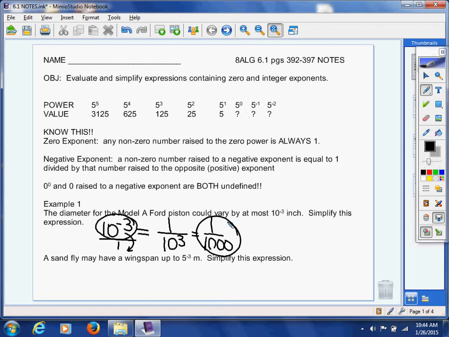And then the sandfly example with the wingspan of 5 to the negative 3 meters. Remember, that's negative up top. So if I want to make that exponent positive, I'm going to bump it to the bottom. Now what's left up top is just an understood 1. 5 to the negative 3 becomes 5 to the positive 3. And if you simplify 5 to the third power, which is very simply 5 times 5 times 5, you'll get 125. So it's 1/125th of a meter, and that's the simplified form.